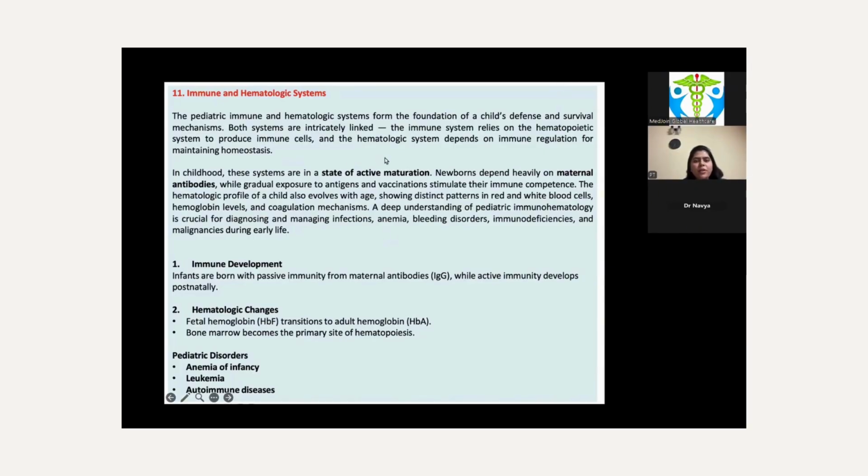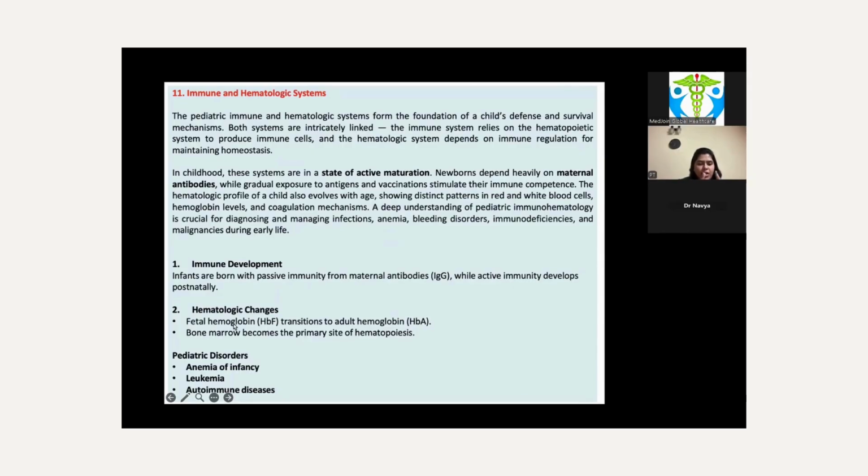The pediatric immune and hematological systems form the foundation of a child's defense and survival mechanism. Both systems are intricately linked. They are in a state of active maturation. As I said, newborns depend heavily on maternal antibodies, and with gradual exposure to antigens and vaccination, they stimulate their own immune competence. The child develops its own immune system. The maternal antibodies, that is IgG, actively help immunity postnatally.